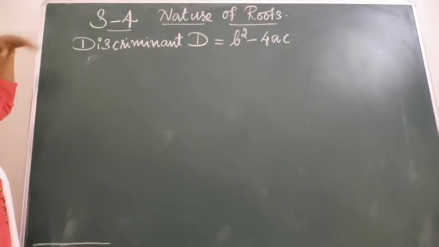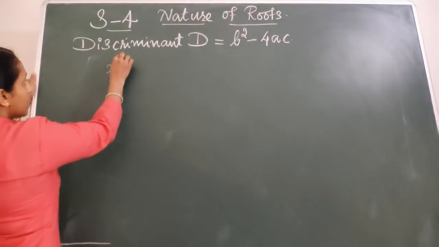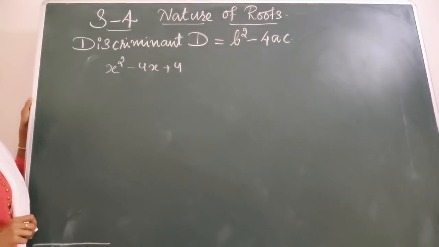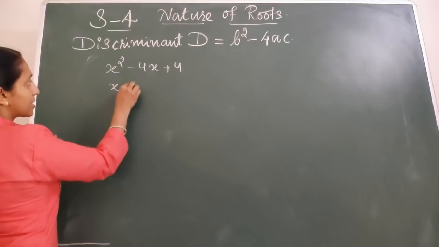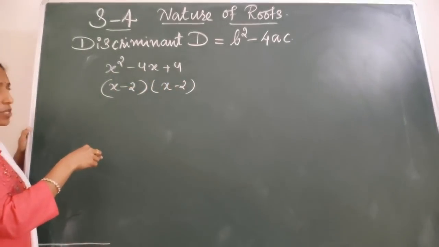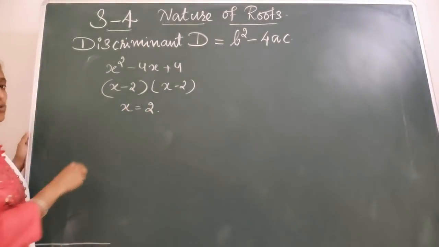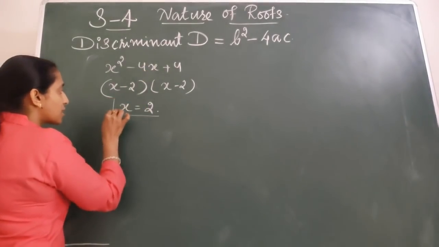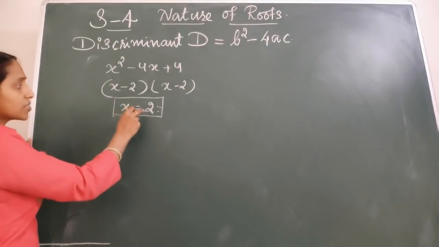Now for example, if you are taking the equation x square minus 4x plus 4, this is a quadratic equation and by factorization, you are getting x minus 2 into x minus 2. That means x equal to 2. In both the cases you are getting x equal to 2. So there are two roots but both the roots are the same. Equal roots.